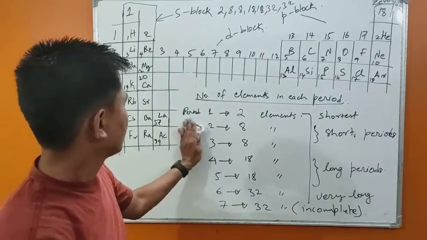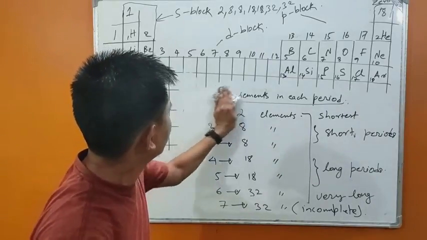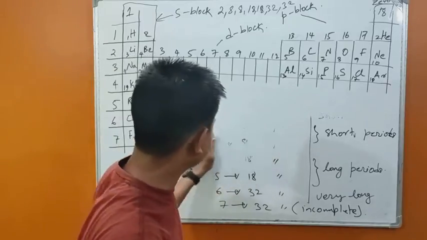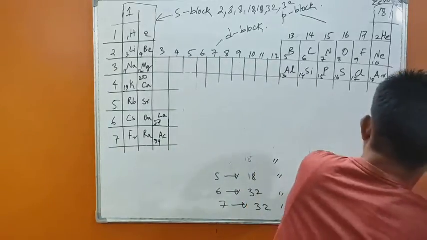Okay, now let us see the groups from this periodic table. Let us understand something from the groups as well.